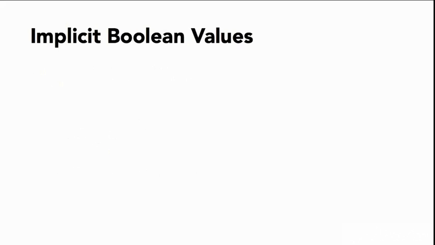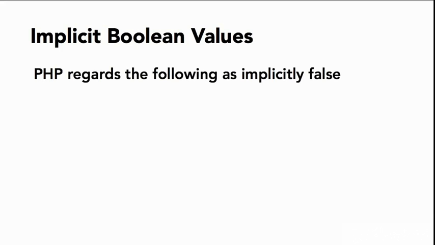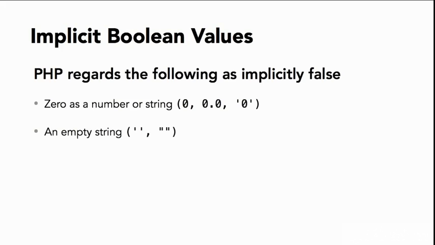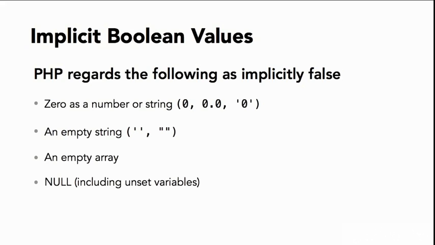In addition to the explicit Boolean keywords true and false, PHP supports the concept of implicit Booleans. Sometimes you'll hear these referred to as truthy and falsy values. The following values are regarded as false in PHP. 0 as a number or enclosed in quotes. An empty string, in other words, single or double quotes with no space in between. An empty array. The special data type null, which is also a case-insensitive keyword.